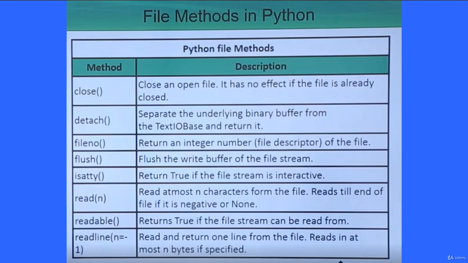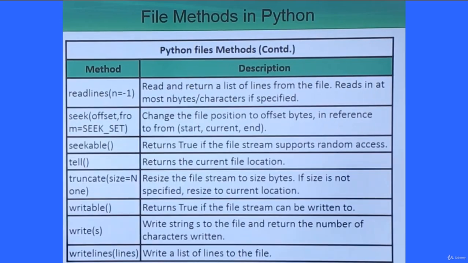Readline with n equal to -1: read and return one line from the file, and read in at most n bytes if specified. So that is the n bytes, and this -1 is the default. Read and return one line from the file and read in at most n bytes, if n is specified in the parameter. We have readlines with n equal to -1: read and return a list of lines from the file, and read in at most n bytes or characters if specified.